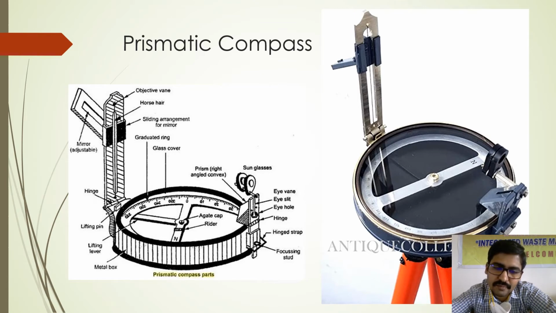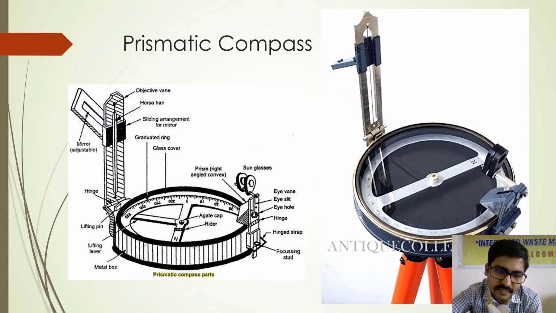The eye slit will provide you the line of sight, and the eye hole will provide you the reading. So readings are read from the eye hole directly. The prism will help you in getting the reflection of the readings from the graduated circle. On the right side figure you can see there is a prism, and below the prism there is a graduated circle. That graduated circle helps you in getting the readings read from the eye hole, right?